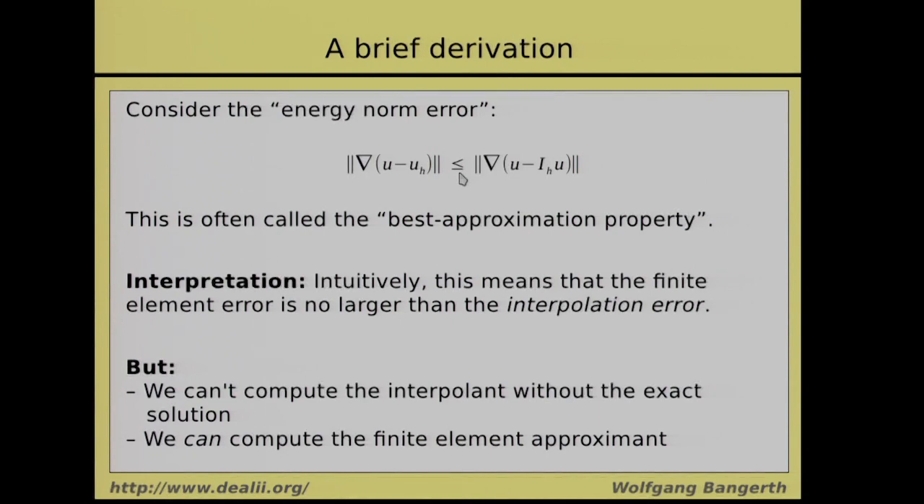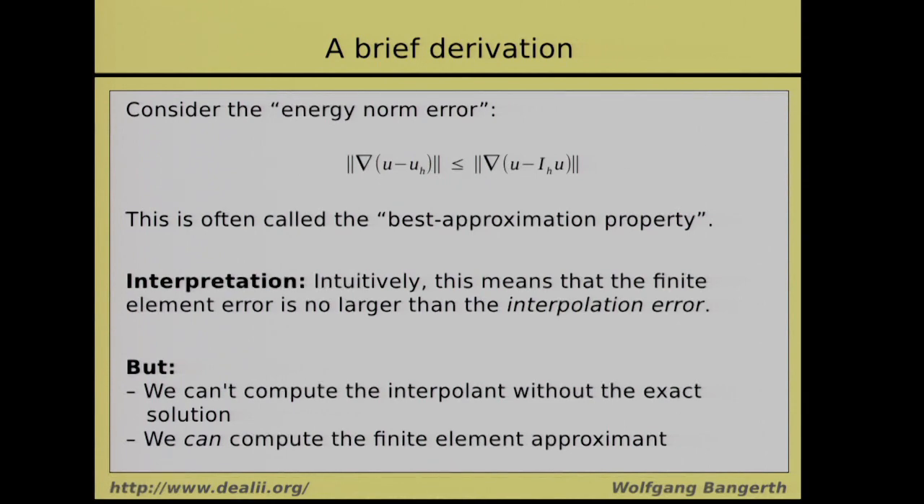I should also note this: this is true for the Laplace equation. For many other equations, that's not exactly true. There would be a constant here that depends on the equation. That in this case would then mean that the finite element error is at most as large as the interpolation error times some constant, and we still call this the best approximation property.